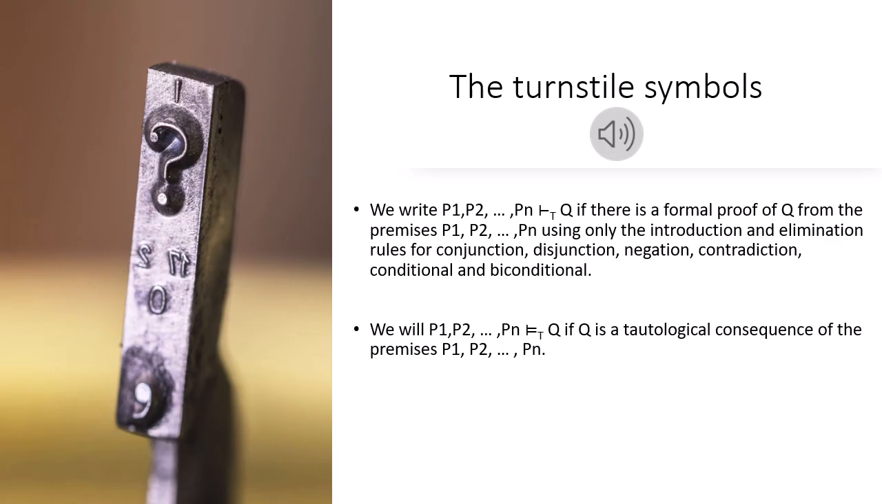Now, the second turnstile that we'd like to introduce uses double bars, and it's part of that second bullet point down there. And we use the same notation. So we put P1 through Pn, then that turnstile with a double bar and that subscript of a T, and then finally a Q.